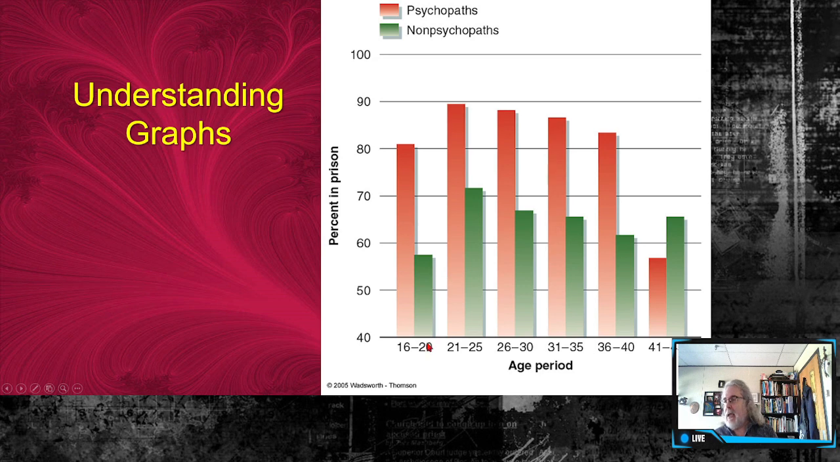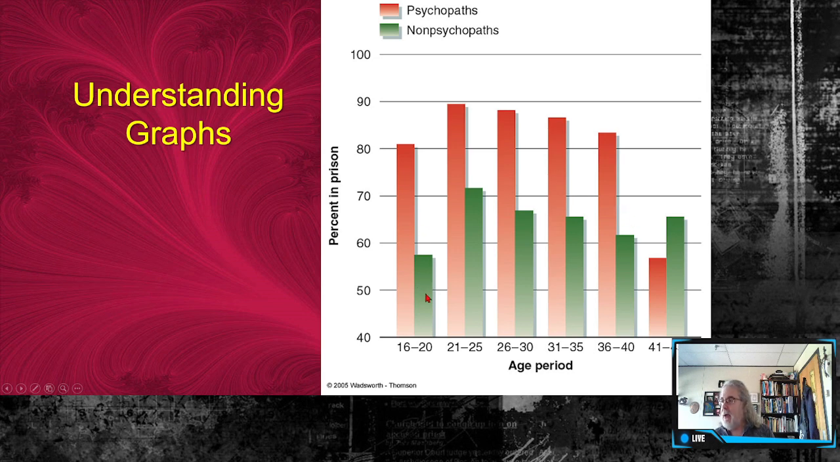So by grouping, it does two things, and we saw this on the previous slide as well. Here we have one group. We can look at age groups, so 16 to 20, 21 to 25. These people are grouped by age. And then within that group, we can look at, are they a psychopath or are they a non-psychopath? So first, if we look at the dark orange bars that represent psychopaths, we can see that overall there tends to be more psychopaths who are in prison.